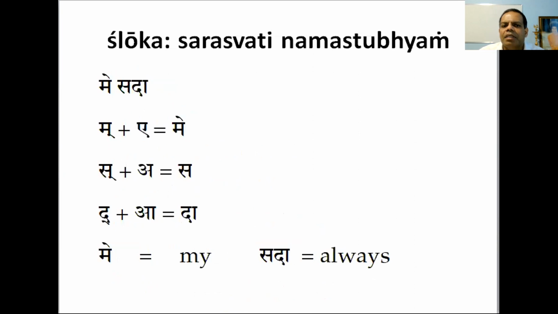Me sada. Me stands for ma plus e gives you me. Then sa plus a gives you sa. Da plus a gives you da. Me sada. Me stands for my, which I think we have already dealt with. Sada, always. So let all my actions, my vidyarambham, okay, siddhir bhavatu, let there be success. So this is what I had.